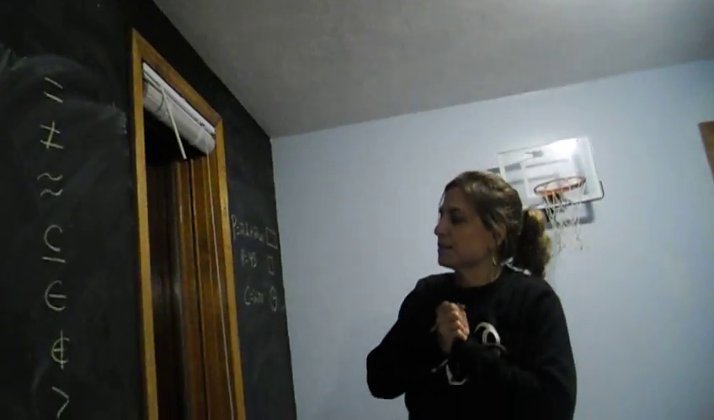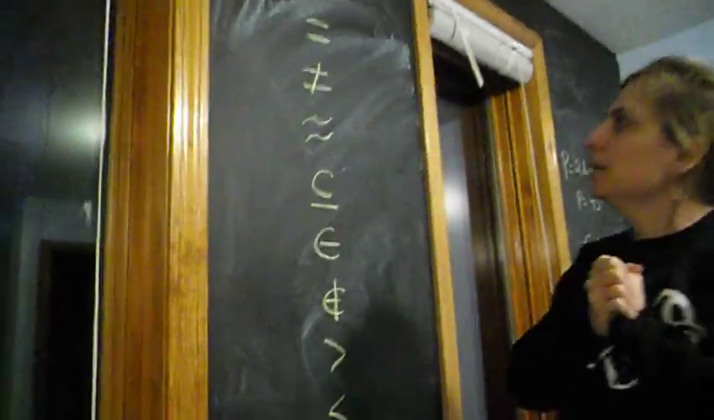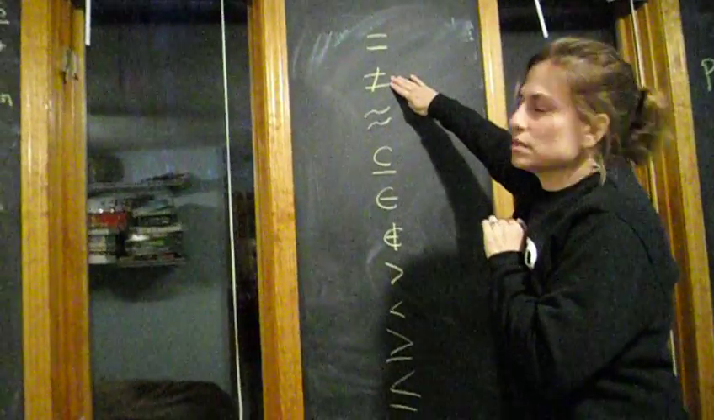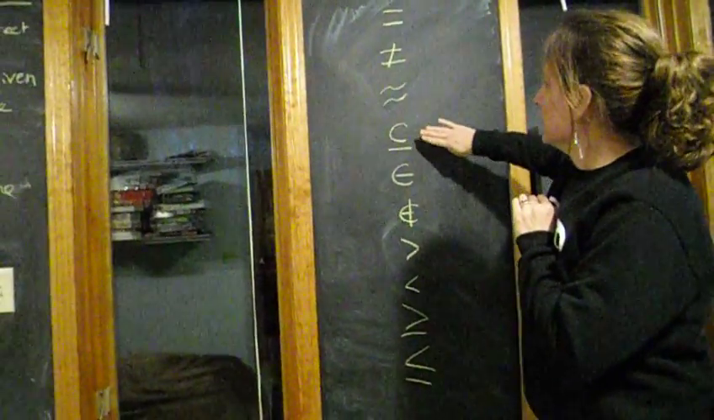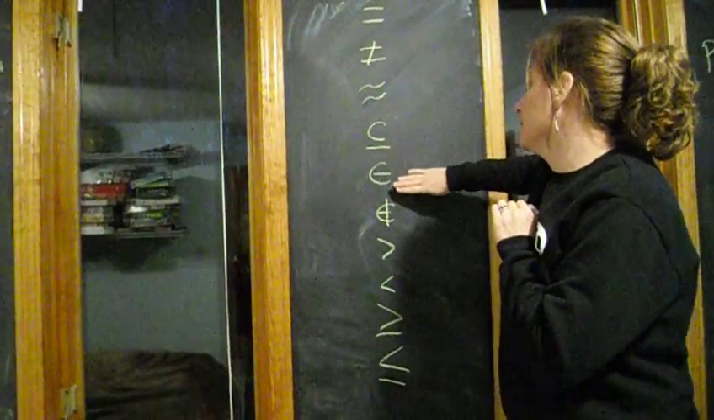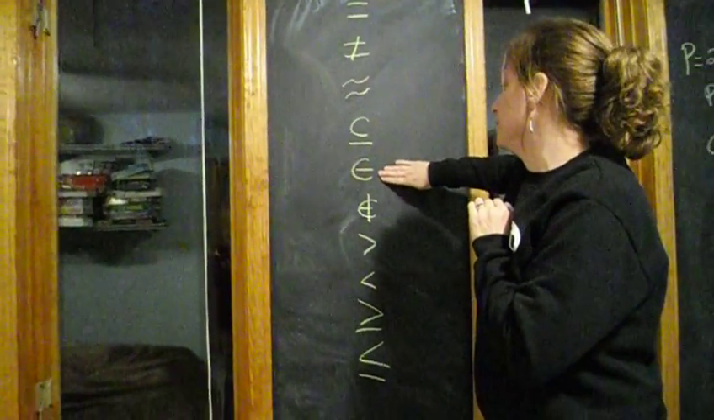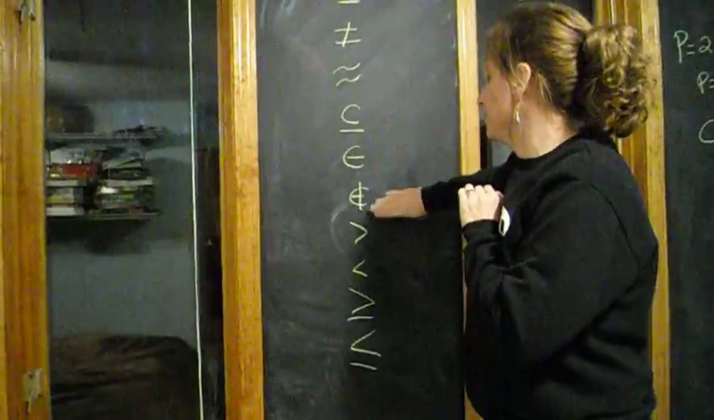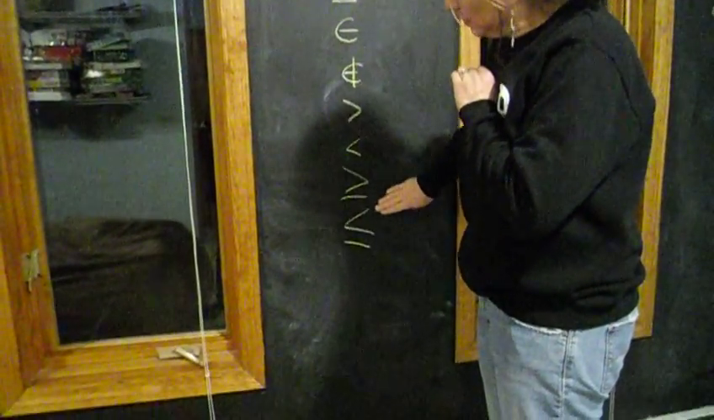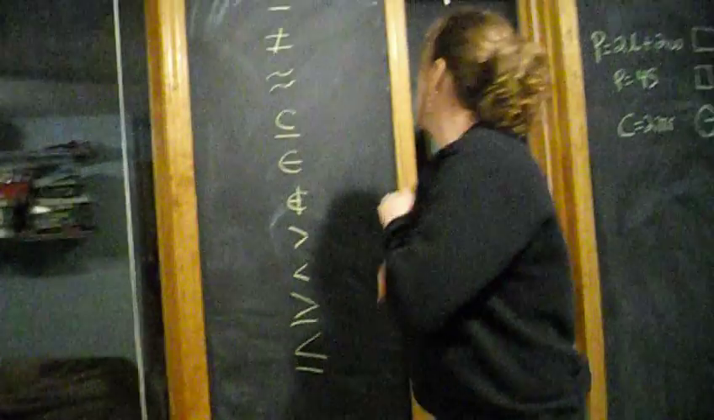We have some equal signs and different signs here. I'm just going to show you each one. Hopefully, you know them. This is equals. This is not equals. This is almost equal. This is contained in. This is a set of. This is not a set of. This is greater than. This is less than. This is greater than or equal to. And this is less than or equal to.